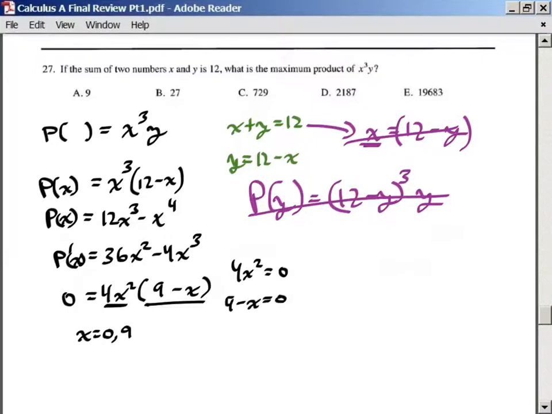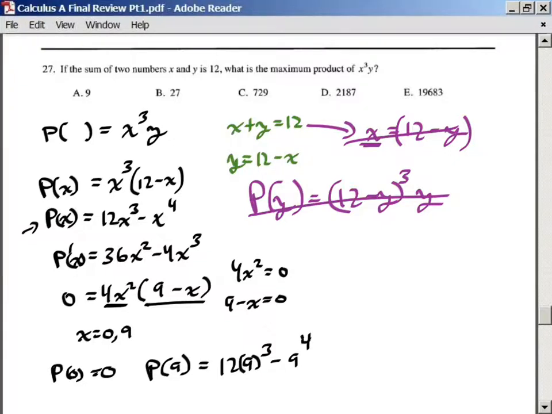So which one is going to give us our maximum? Now to find out, I'm just going to plug them in. So I'm going to plug 0 in first, plugging it back into the product function, which is this guy right here. I plug 0 into that, I get 0. If I plug 9 into it, that's definitely going to be a bigger number. We have 12 times 9 raised to the third power minus 9 raised to the 4th power. Actually, yeah, I'm pretty sure it does.